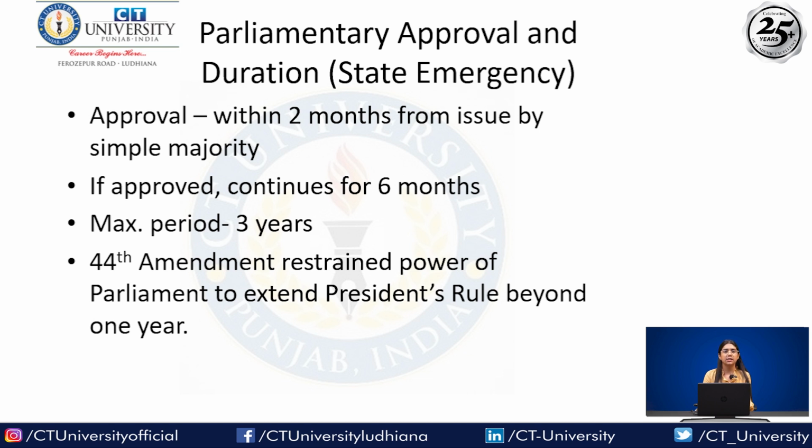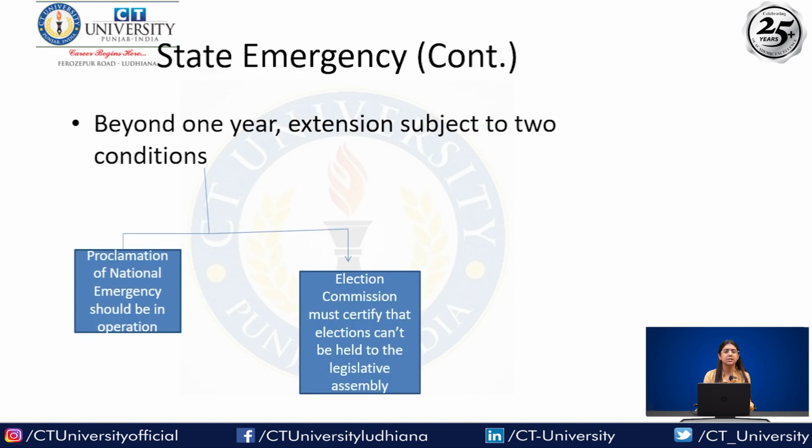And one more condition is there, that if after 6 months approval is sought, then again after 6 months approval is sought, so after 1 year. Now after 1 year, if again continuation is required, then in that case 44th amendment has restrained the power of parliament to extend the president's rule beyond 1 year. That is, beyond 1 year the extension is subject to 2 conditions.